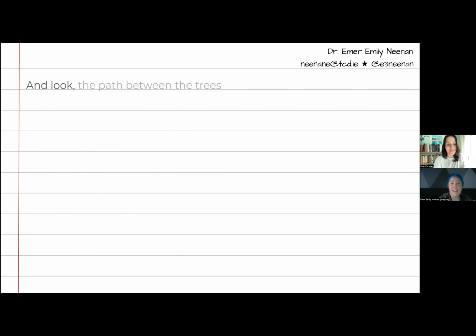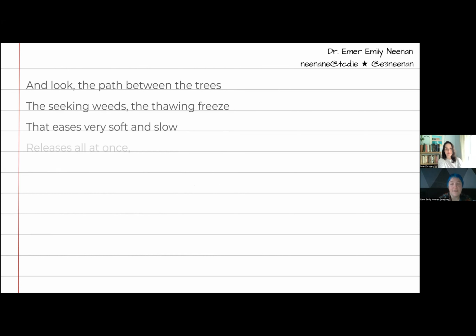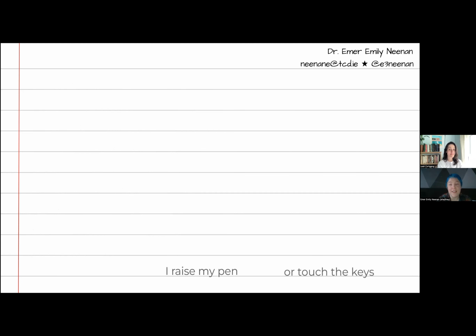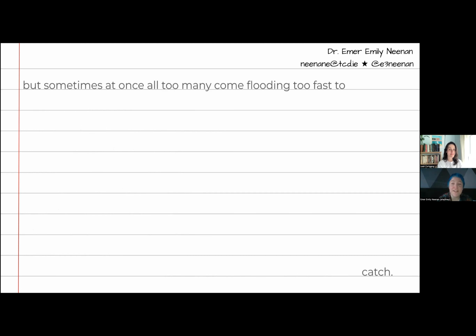And look, the path between the trees, the seeking weeds, the thawing freeze, breeze us very soft and slow, release us all at once and know, I will not come this way again. A sharp spring day, a breath of air, crying disbeliever's prayer. I cannot come this way again. I walk back home. I raise my pen or touch the keys. Word by word, tapped out. But sometimes at once all too many, come flooding too fast to catch.